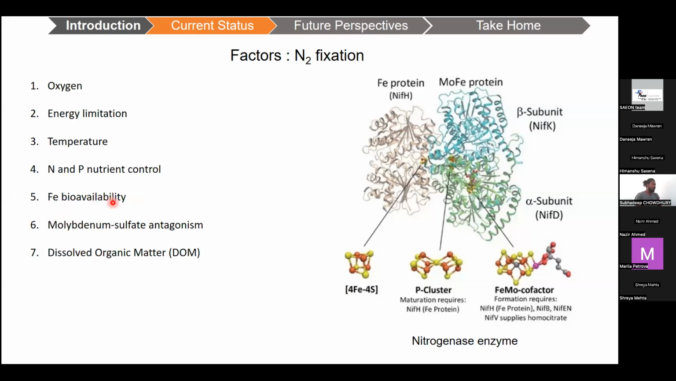Iron bioavailability: as you can see from the enzyme structure, iron is one of the important trace metals, along with molybdenum here. So iron limitation could also inhibit nitrogen fixation. Dissolved organic matter also helps mainly the heterotrophic diazotrophs to gain the energy to fix nitrogen. And there could be a molybdenum and sulfate antagonism. If there is more sulfate, it could bind instead of molybdenum and stop the activity of the enzyme.